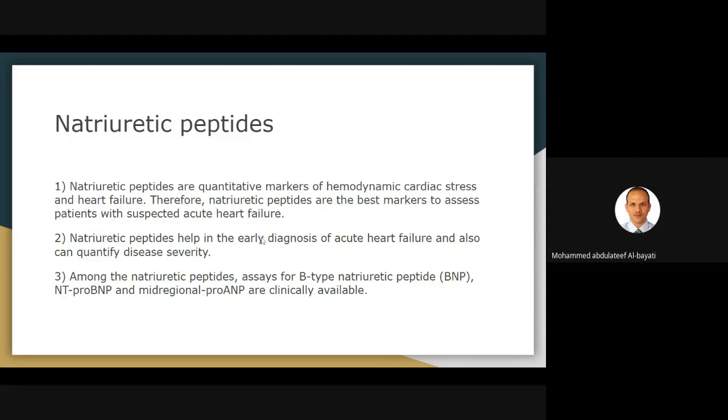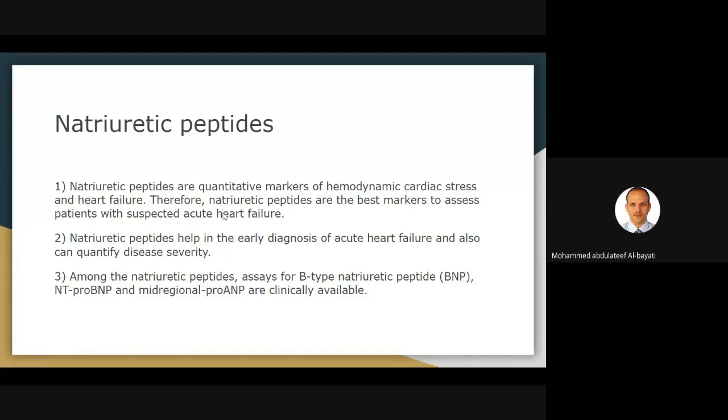Natriuretic peptides are quantitative markers of hemodynamic cardiac stress and heart failure. Therefore, natriuretic peptides are the best markers to assess patients with suspected acute heart failure. They help in the early diagnosis of heart failure and can also quantify the disease severity. We have numbers or values. If it is less than that value, or 200, okay, the numbers are required.